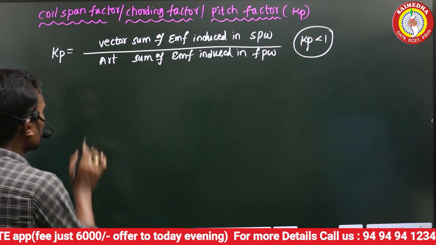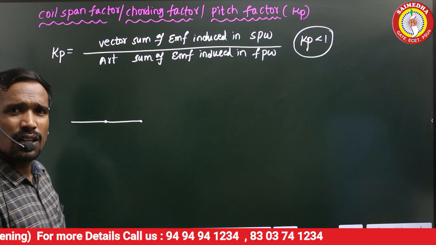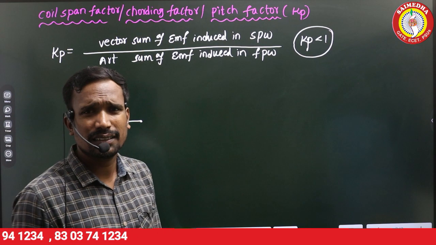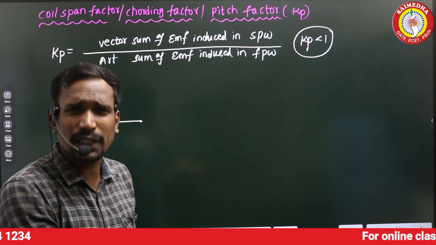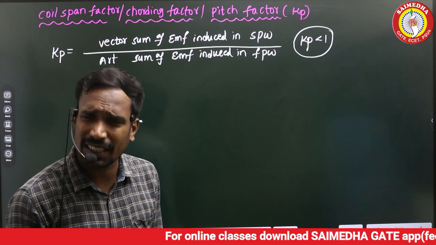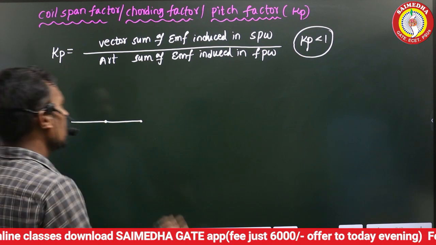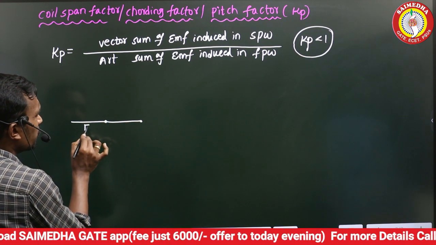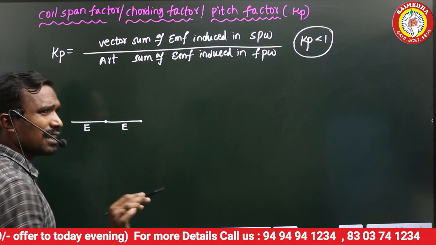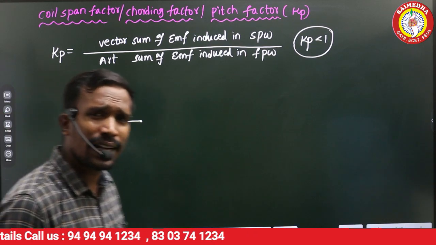Let's see. For example, I have 2 slots. Those 2 slots are in a full pitch winding. When the winding is full pitch, the 2 slots are in phase with each other. There is no phase difference, no phase shift. For example, the EMF induced in this slot is E volts and the EMF induced in this slot is E volts. Then what is the total voltage? What do we require?